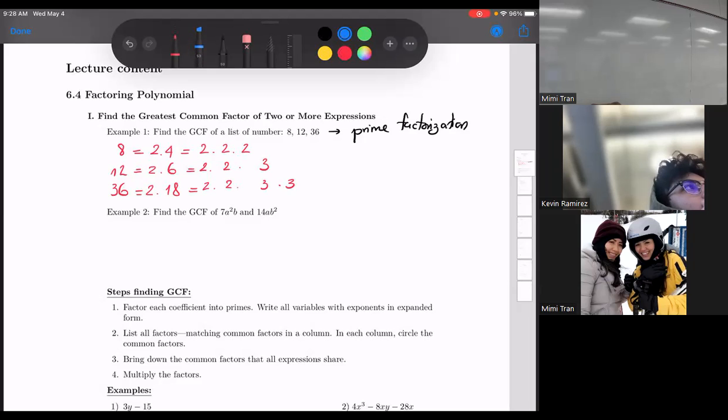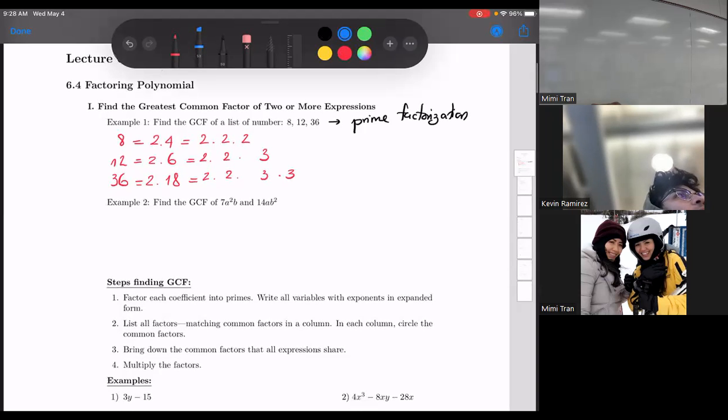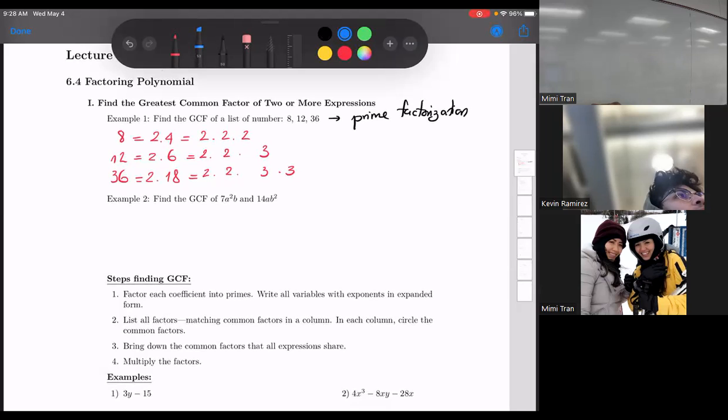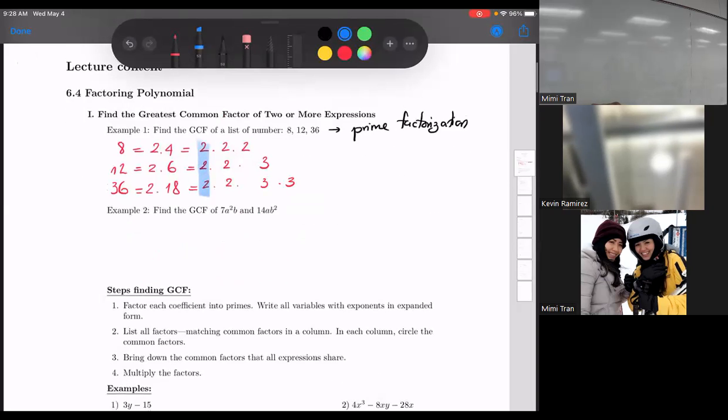And then take a look at this. I want to know the common factor of each of the numbers. The reason I'm writing in matching columns is because I can do this. Everybody has a 2, and also in the next column, everybody has a 2. I'm going to highlight it. However, for the third 2, the 12 and 36 do not have it, so I'm not going to highlight it. Same thing with the number 3: 12 and 36 have it, but 8 doesn't, so I'm not going to highlight it.